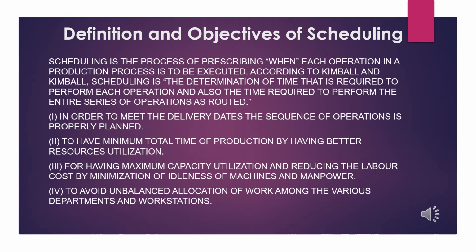In order to meet the delivery dates, the sequence of the operations should always be properly planned. To have the minimum total time of production by having better resource allocation, for having maximum capacity utilization and reducing the labor cost by minimization of idleness of the machines and the manpower, and most importantly to avoid the unbalanced allocation of work among the various departments and workstations. These are some of the most important objectives of scheduling.